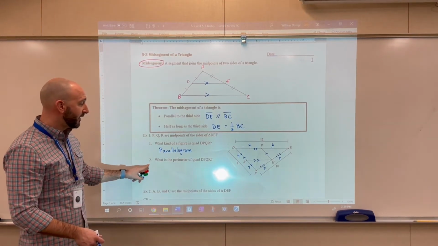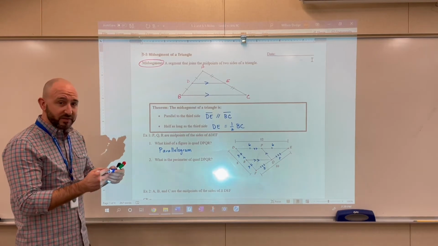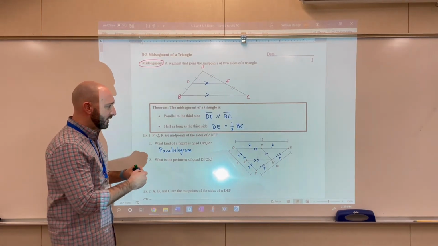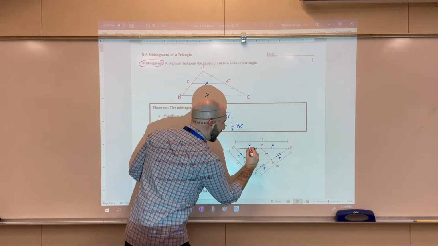Now the next thing that we need to figure out is what is the perimeter of DPQR. So what I'm going to do is I'm just going to outline DPQR real quick.